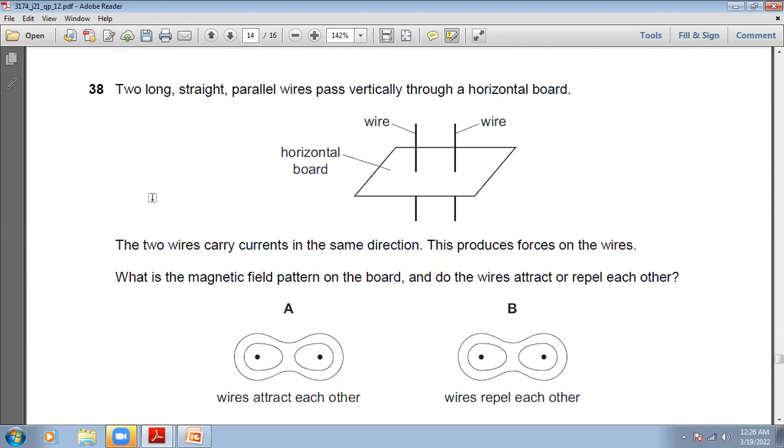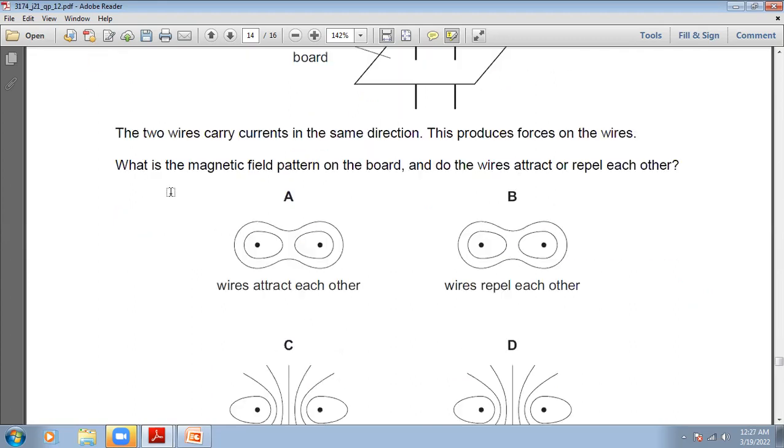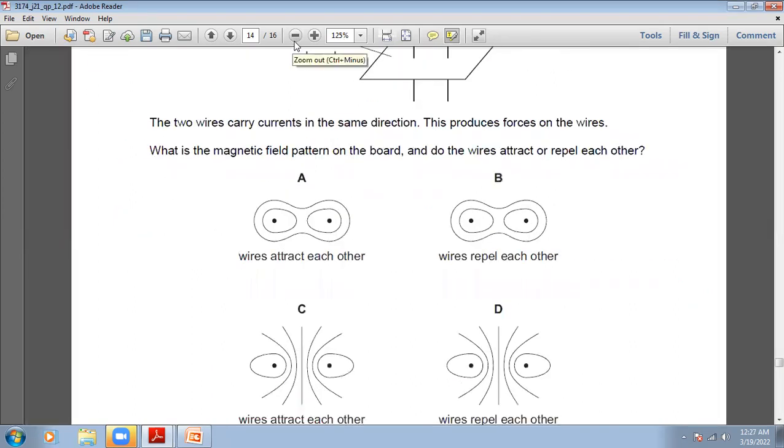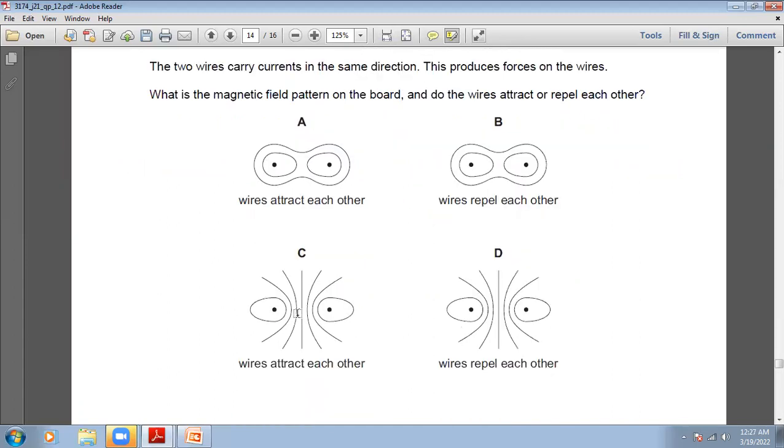It says two long, straight, parallel wires pass vertically through a horizontal board. The two wires carry currents in the same direction. This produces forces on the wire. What is the magnetic field pattern on the board, and do the wires attract or repel each other? Remember, if the parallel conductors have the direction of the current the same, they will attract each other. And whenever they attract each other and you make their diagram, it should be a hugging diagram. The diagram should be hugging each other. This is not hugging, this is hugging.